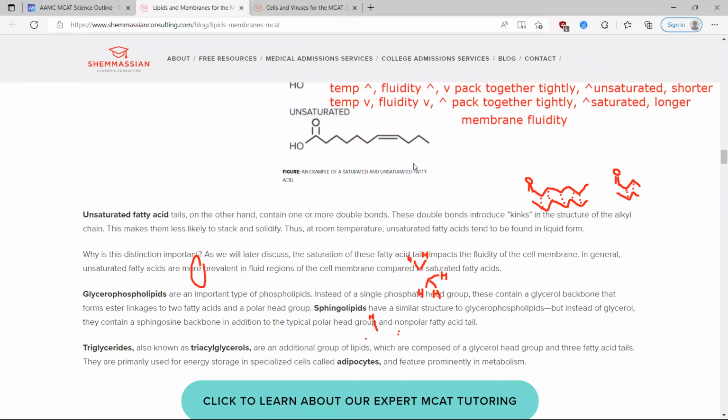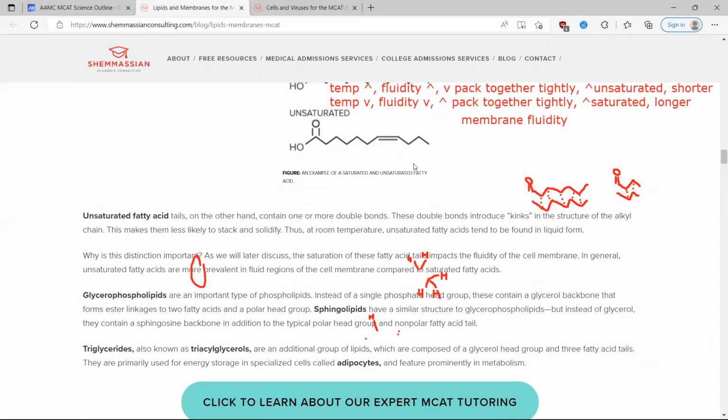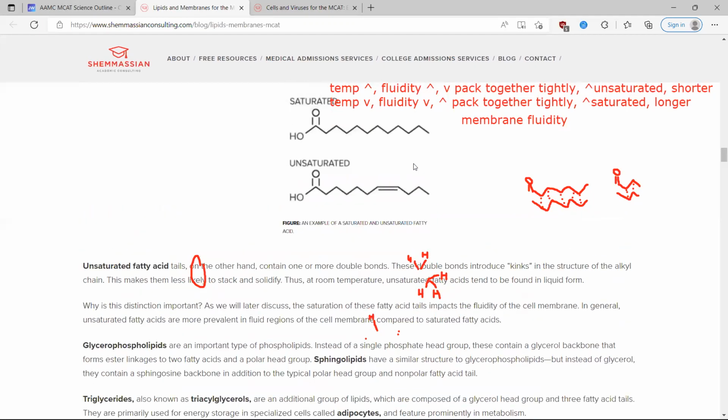Whereas animal fat or other kinds of fat, like butter, can be solid at room temperature because it is saturated fat. So it can pack together. It can pack together tightly.